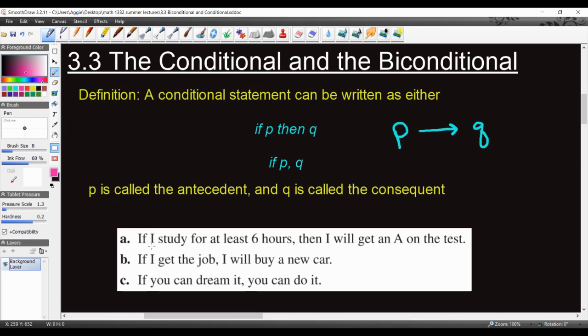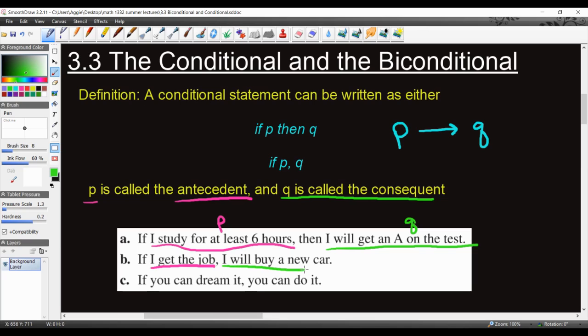So I would say that this part right here, I study for at least 6 hours, would be P, the antecedent. And Q would be the part right after, so Q is the consequent: I will get an A on the test. Using the same color scheme, we'll do the other part. So letter B: if I get the job, that would be your P. Then I will buy a new car, that would be your Q.